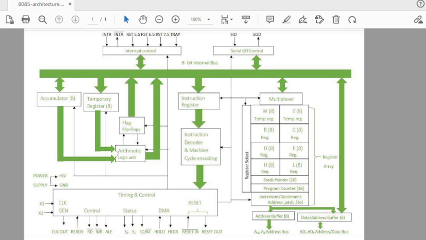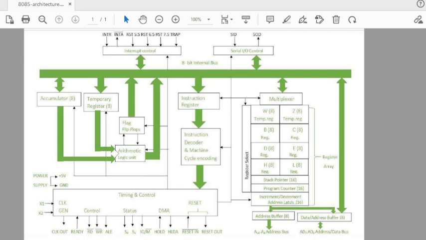In machine cycle encoding, the assembly language instruction will be converted to the binary format, that is the 0s and 1s, which will be understood by the microprocessor. Then you can also see there is a multiplexer on all the registers, that is W, Z, B, C, D, E, H, L. Remember that it is compulsory to write the size of registers, that is 8-bit or 16-bit, in the diagram.